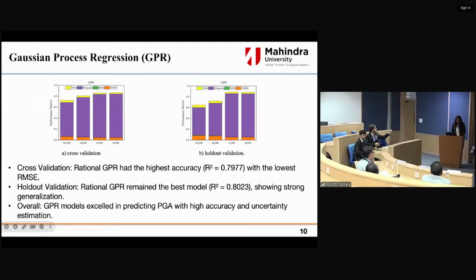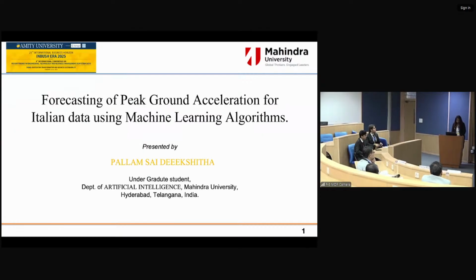Thank you, ma'am. So the next paper title is Forecasting of Peak Ground Acceleration for Italian Data Using Machine Learning Algorithms. The authors are Chaitanya Bhargan Narela, Sai Dixita Palam, Anvita Sri, Jayaprakash Gumuri. Ma'am, 3 to 4 minutes for the presentation.